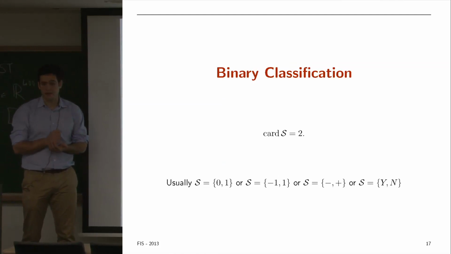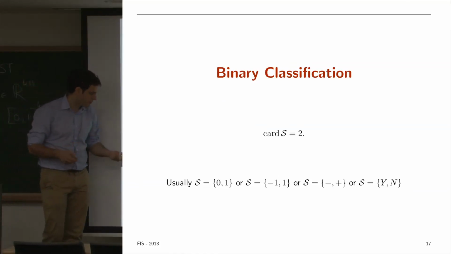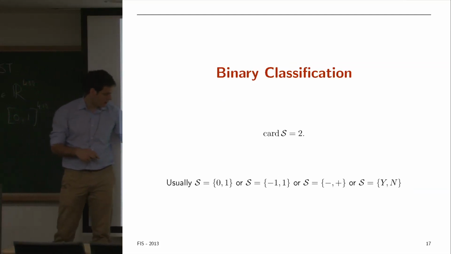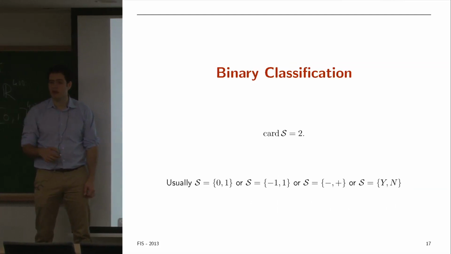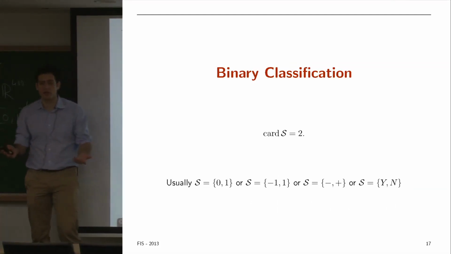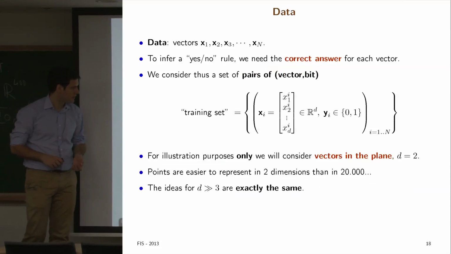So let's describe a bit what binary classification is. Binary means that the set of labels is just of size 2. In the literature, people would say that the labels are 0 or 1, or minus 1 and plus 1, or yes and no. This is all equivalent. Sometimes, mathematically, it's useful to use minus 1 and 1 for some reasons.